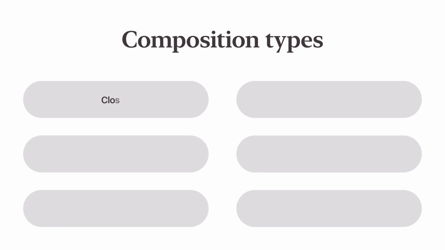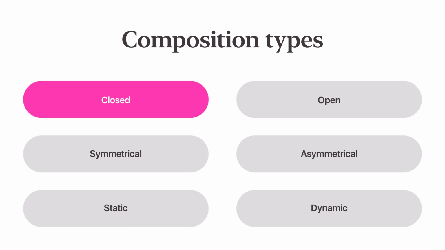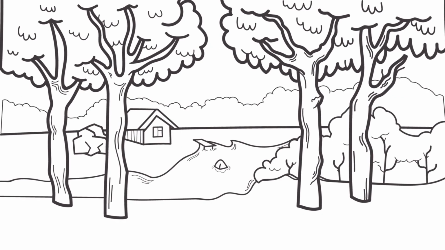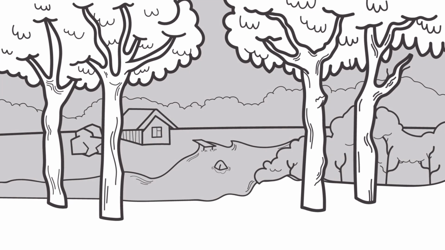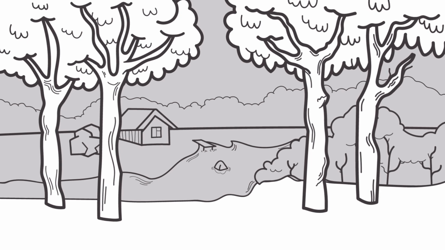There are 6 distinct types of compositions, which include closed, open, symmetrical, asymmetrical, static, and dynamic composition. Let's explore each of these composition types, beginning with the closed composition. In a closed composition, the central image is typically the focal point that captures the viewer's attention. This image is surrounded by bounding elements that help to achieve this effect. For instance, in this image, the house is positioned between the trees, immediately drawing our gaze towards it.